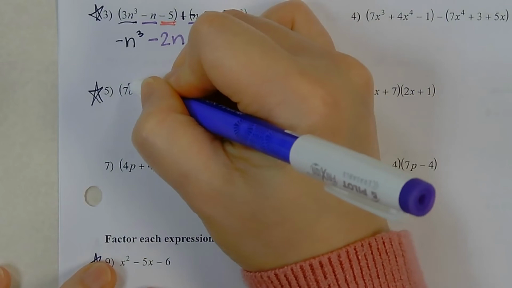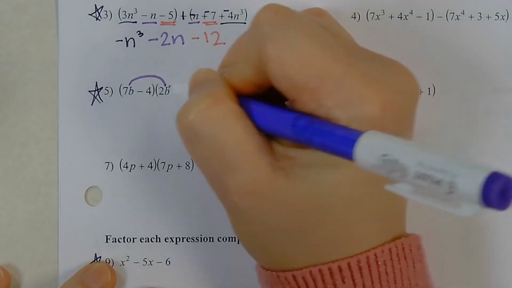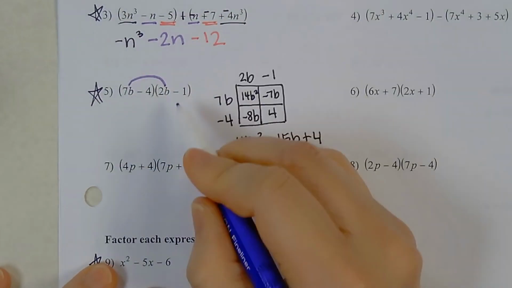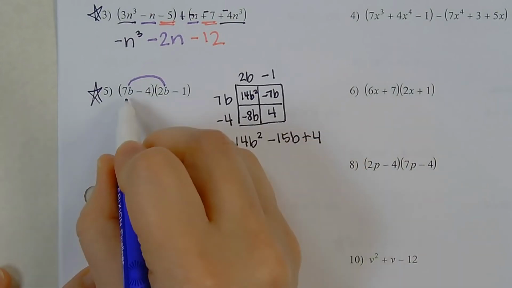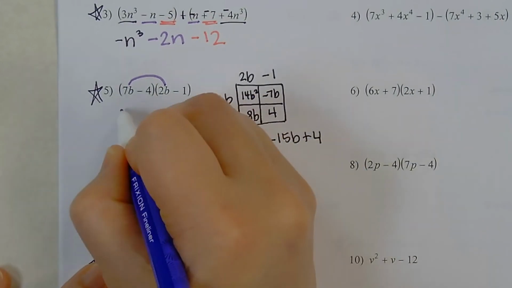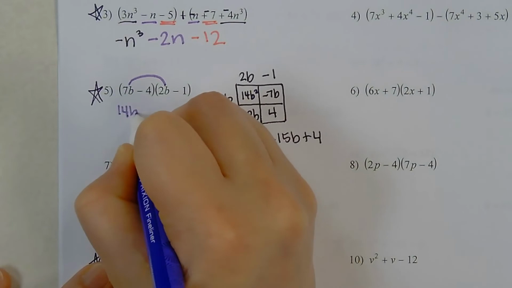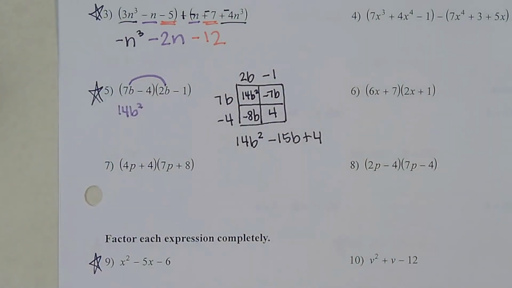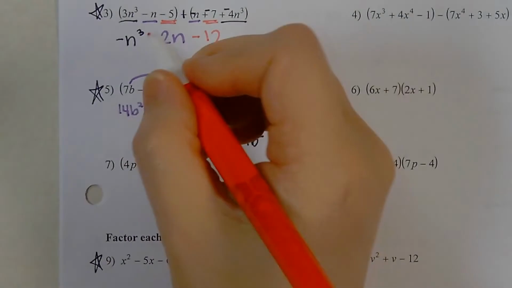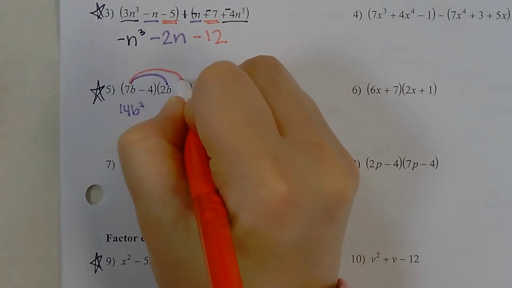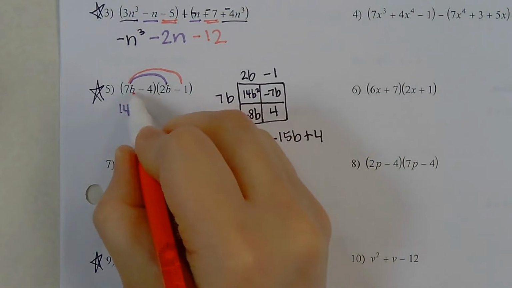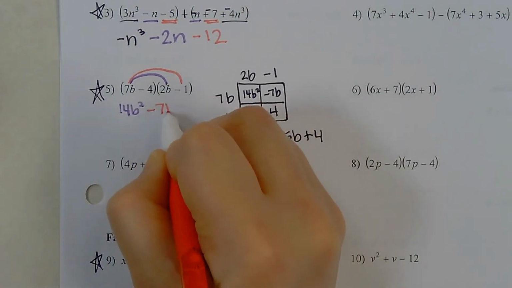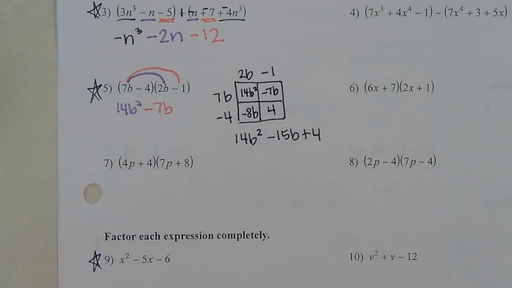So we're going to take the 7b and we're going to distribute it with both of these two terms. So 7b times 2b is going to be 14b squared. And then we're going to multiply. Let me see if I can get the different colors going. 7b times negative 1 is going to be negative 7b. Do you see how we have similar things there? It should be exactly the same.